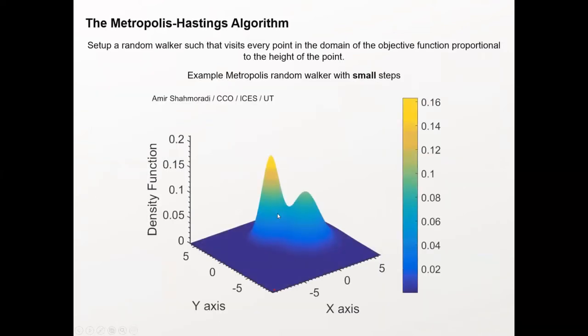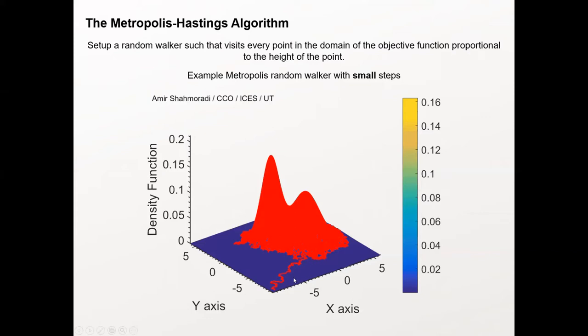So the idea behind a Markov chain Monte Carlo simulation is very simple. You set up a random walker in your space, and this random walker starts going around your domain and starts sampling each point in the domain of your objective function proportional to the height of that point specified by the objective function. So if you give it enough time, it's going to explore everywhere. But there are problems right away.